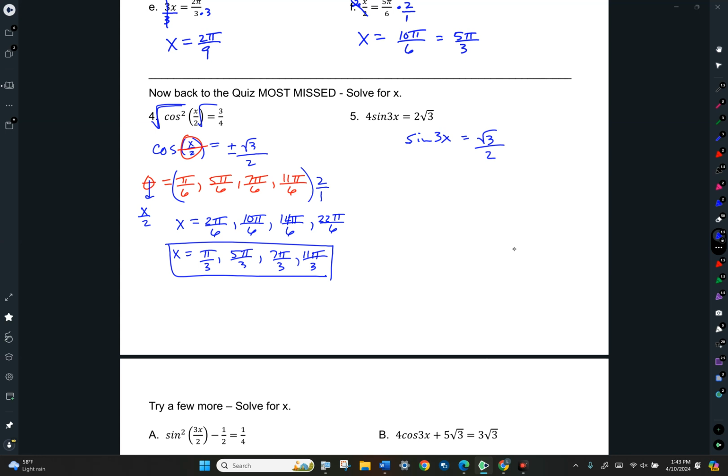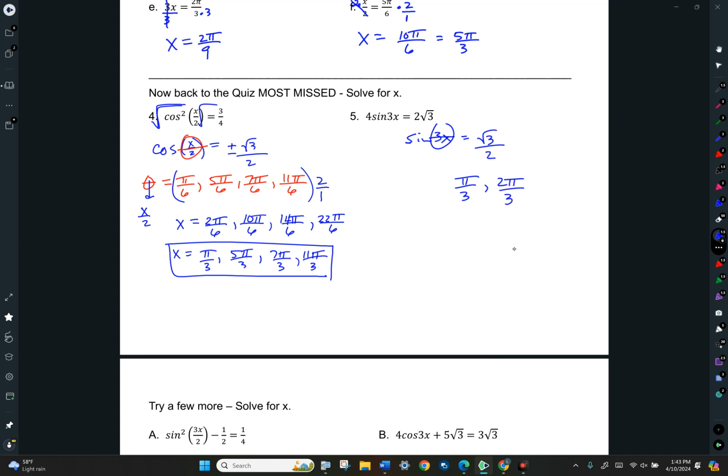Notice I'm not writing plus or minus because I didn't take the square root of both sides. I just divided by 4. So now, for what angle, that's my big old theta, will the sine equal root 3 over 2? Well, that's going to be the pi over 3 angles. So pi over 3 and 2 pi over 3.